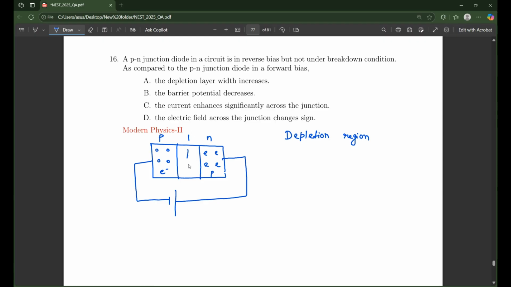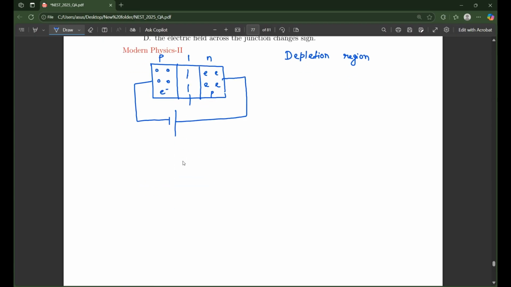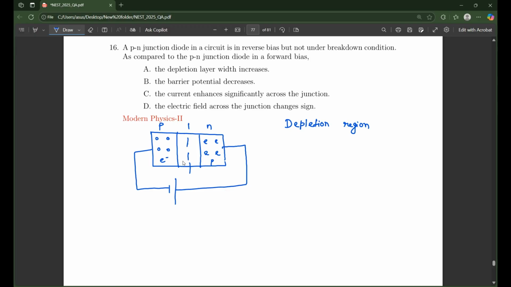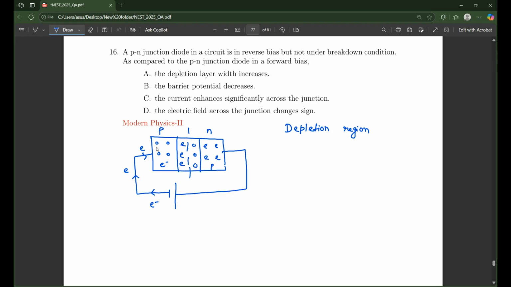Let's say near the P part there is a layer of electrons and near the N part there is a layer of holes. Now when the circuit is turned on in the reverse biased, from the negative terminal electrons will be emitted. It will travel the circuit, reach the P part, and occupy one of the holes.